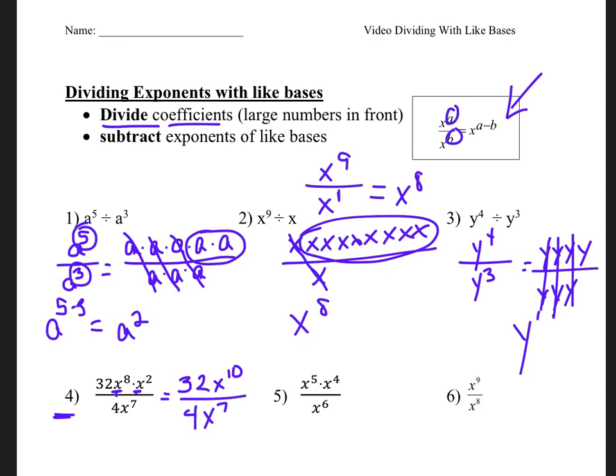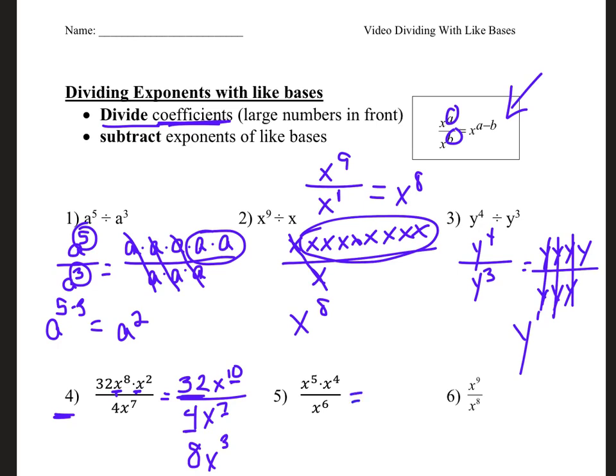All right, now this is a division problem. So when I say divide coefficients, the 32 and the 4 are your coefficients. So 32 divided by 4 is 8. And then you subtract the exponents. Okay? So I could write out 10 x's and 7 x's on the bottom and cross them out, but you know that there's only going to be 3 left.